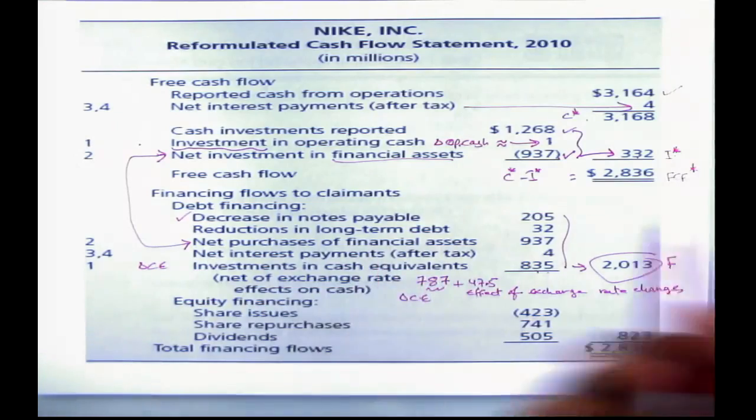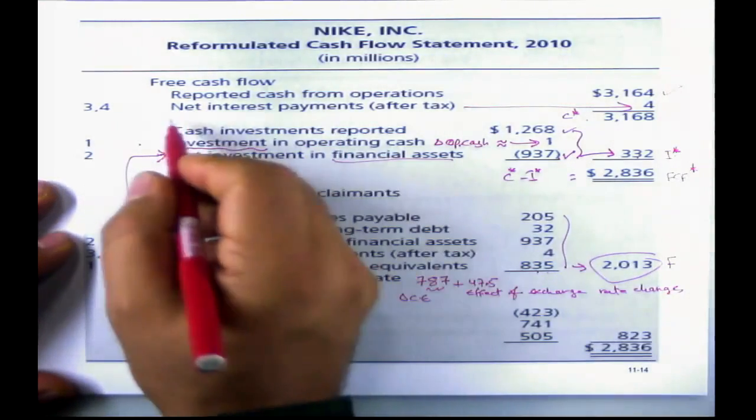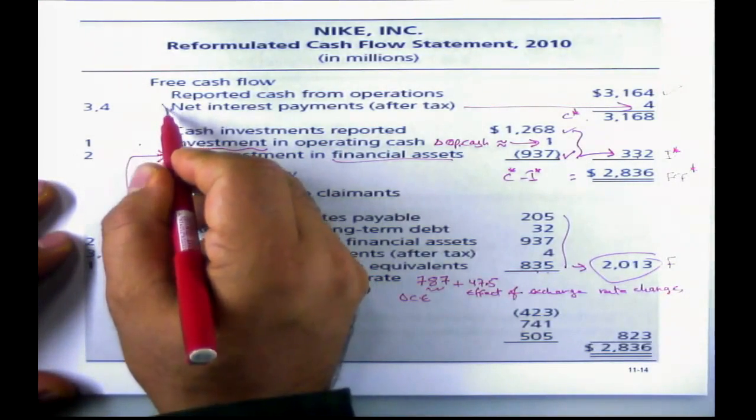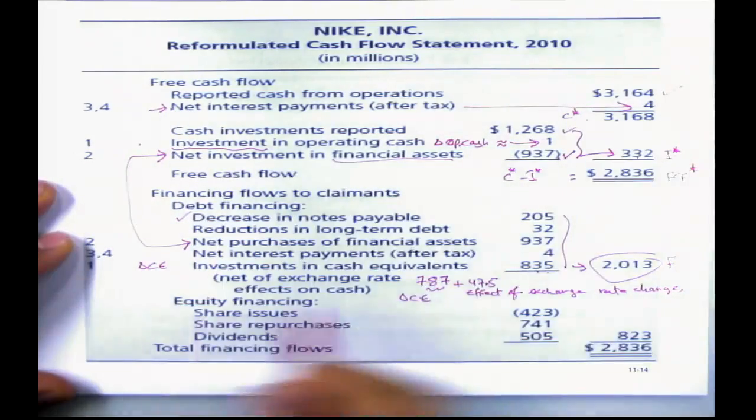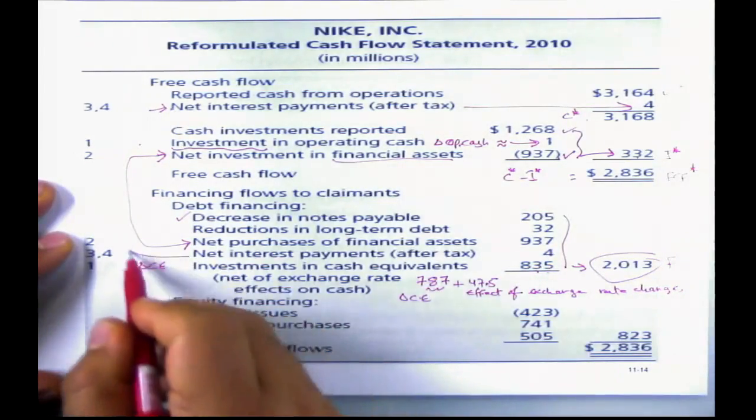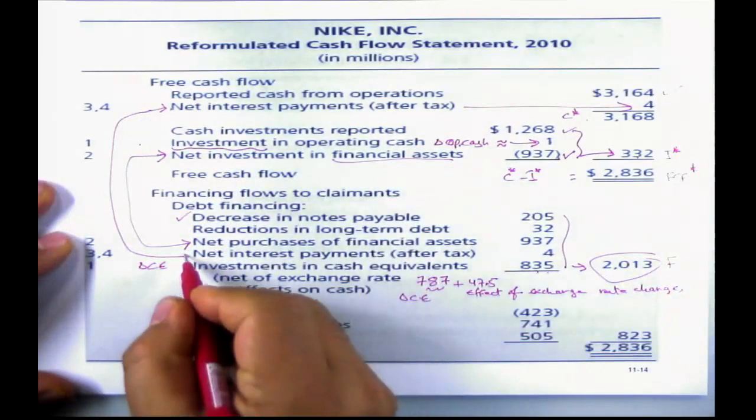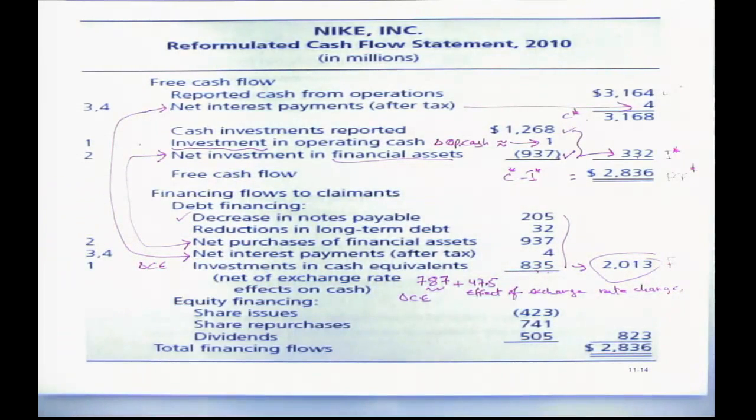And note something, this is the net interest paid after tax. It is removed from here and it is reported here. See? This is the net interest paid after tax. So we add it back to the reported C, and we report it where it's supposed to be. We report it under the calculation of F because it belongs there. It doesn't belong to the calculation of C. Okay?